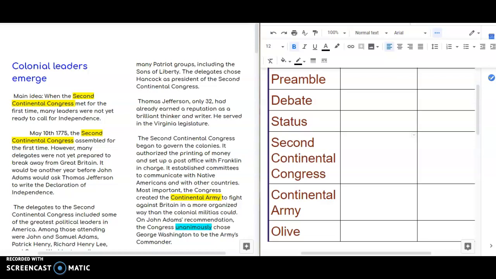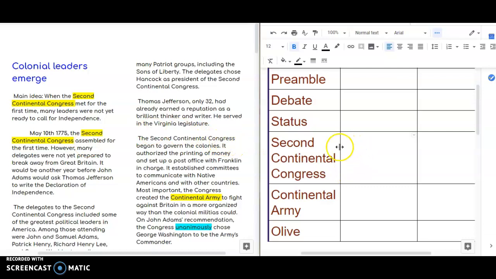Hello, this is Chapter 5, Section 4 of Creating a New Nation. Section 4 is talking about how America became its own independent nation. So we're going to do the vocabulary, Chapter 5, Section 4 vocabulary. And the first vocabulary word that we're going to come across is the Second Continental Congress.